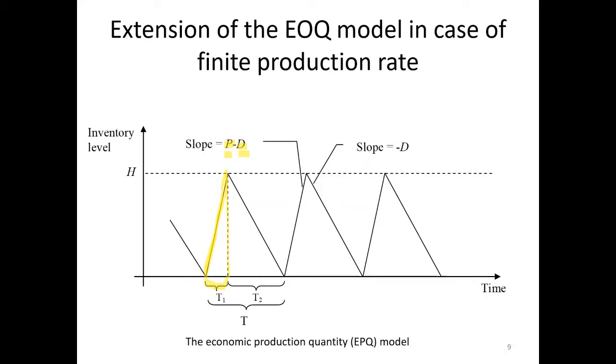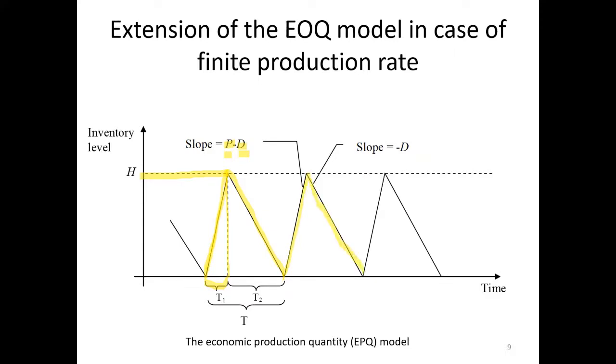Now, of course, the maximum inventory level in this situation, which is denoted as H, is not going to be the value of Q, the ordered quantity, because of the difference between the replenishment rate and the withdrawal rate. After reaching the maximum inventory level, you start withdrawing again from the inventory at the given rate D until reaching the zero inventory level, and then you continue, and the cycle is repeated.